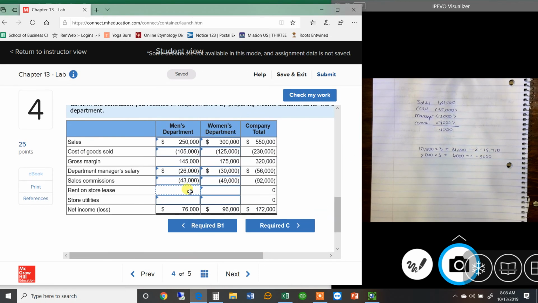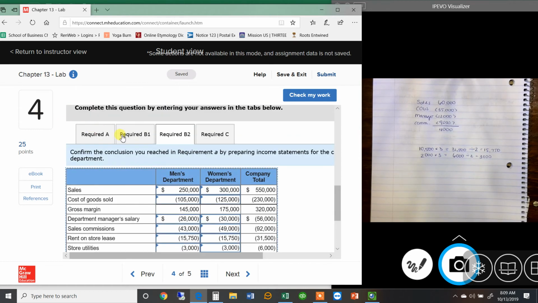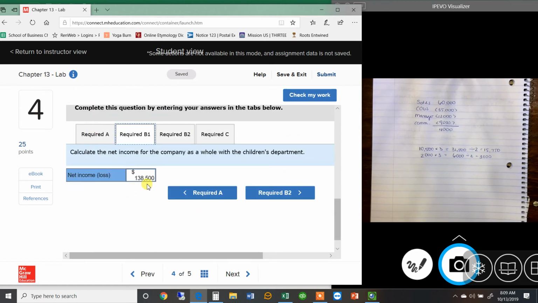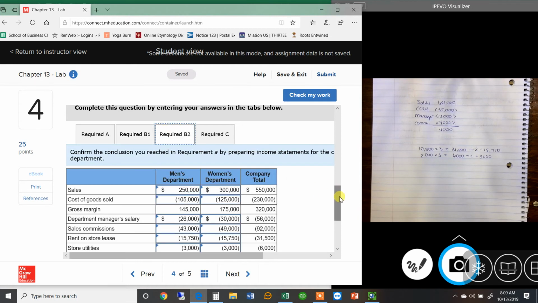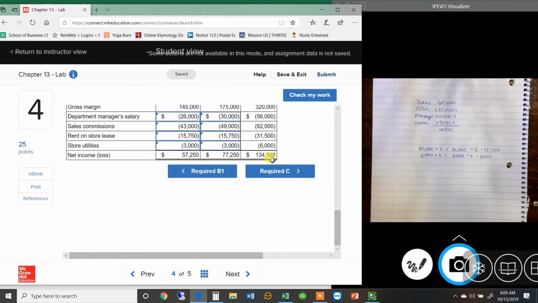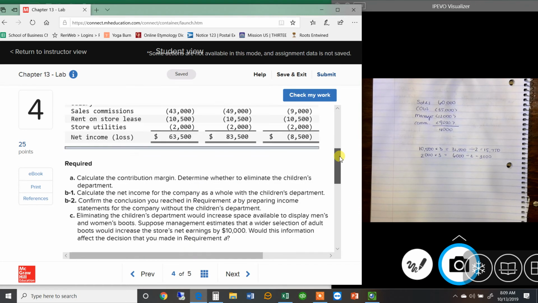So now I'm going to type these numbers in directly because these costs have changed, because I no longer have an extra department to spread it out over. You can see here the total cost is still $31,500 on the store utilities. I'm still going to have a total cost of $6,000. So now my income went down. When I still had that children's department, it was $138,500, and now the income is only $134,500. So it's actually gone down by $4,000, which is what we said in part number 1.